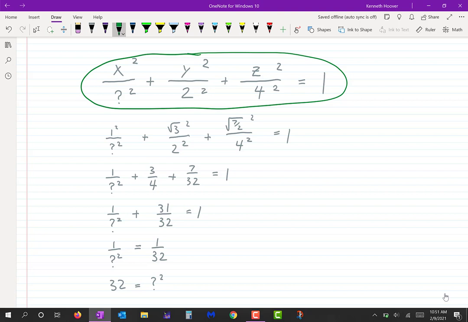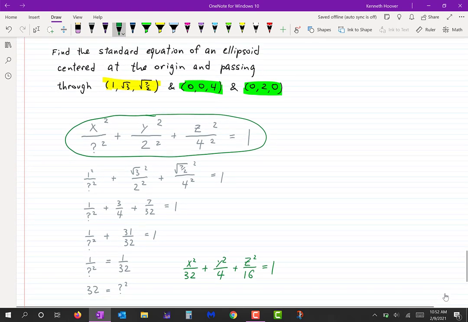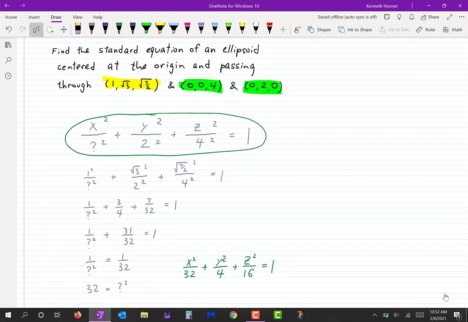It's 32. So we have our answer, x squared over 32 plus y squared over 4 plus z squared over 16 equals 1. That's our answer. That's the ellipsoid that they asked for, centered at the origin and passing through those 3 points they gave us.